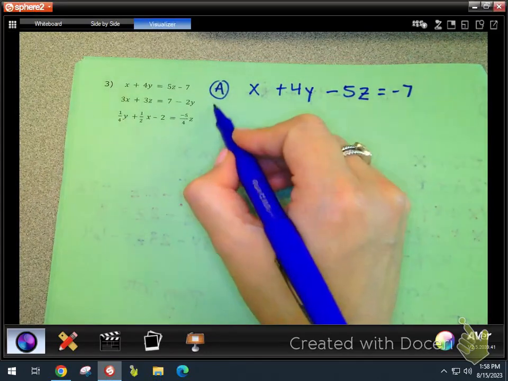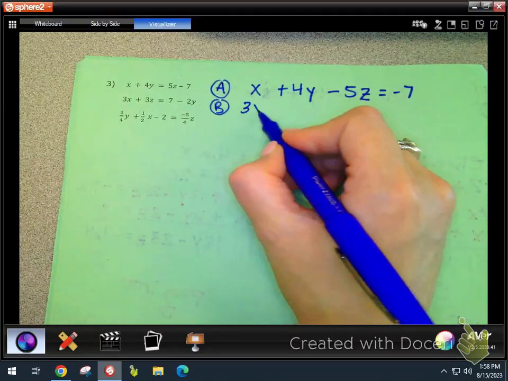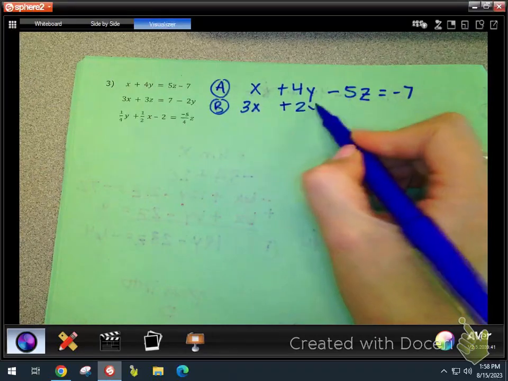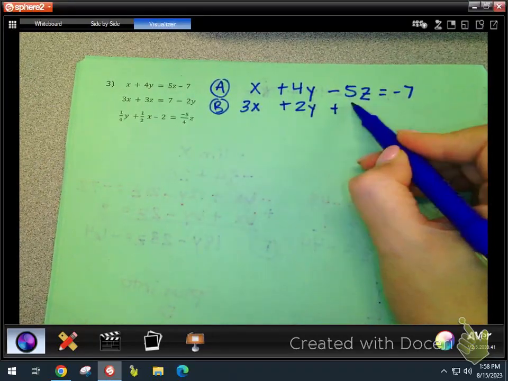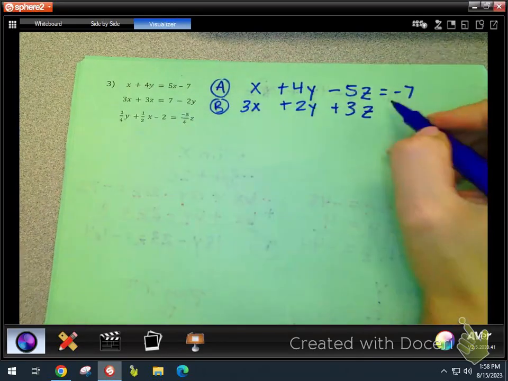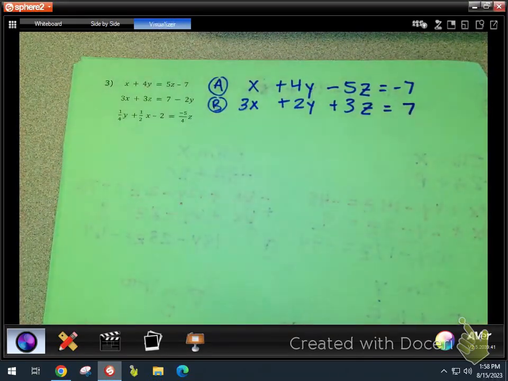Equation B. We need to put in the same order. 3x is fine. What goes in the middle? Plus 2y. We had to move the 2y, and it needed to go in the middle. Equals 7. Does everyone see what I'm doing here? Yes. Okay? We need it to be lined up. And this is going to be really important, too, when we get to doing these with the calculator. Keeping them lined up is important.